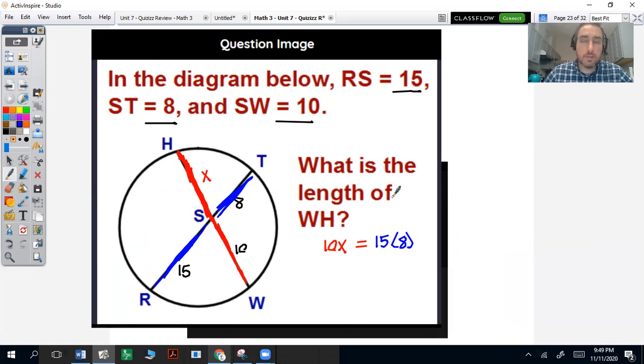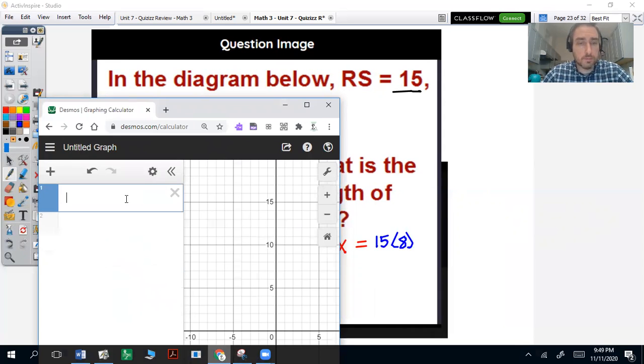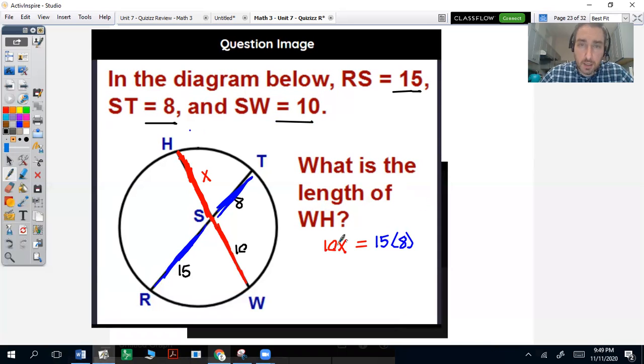15 times 8. 15 times 4 is 60. 60 times 2 is 120. It should be 120. Let's check that. All right, so we know that's 120. 10 times X is 120. So 10X equals 120. 120 divided by 10 is going to be 12. So X is going to be 12.